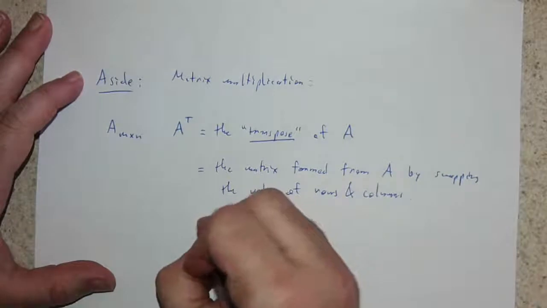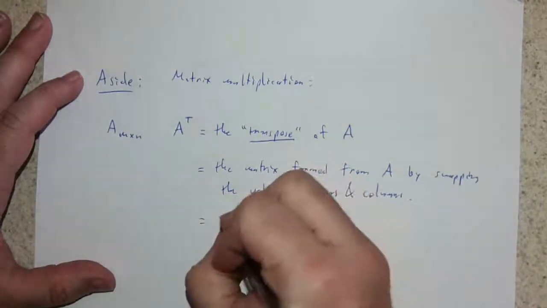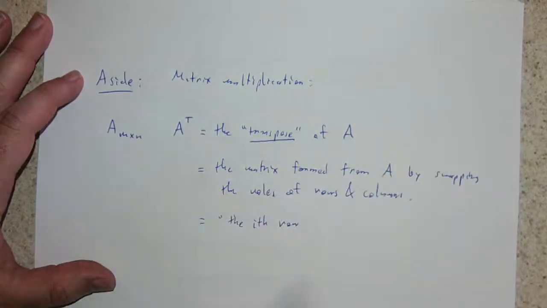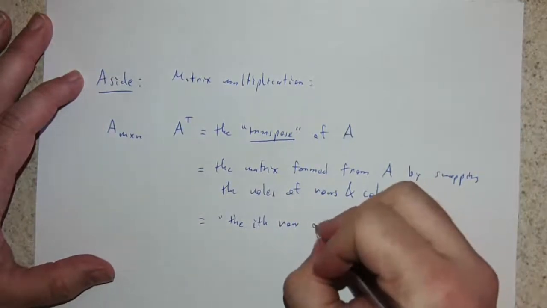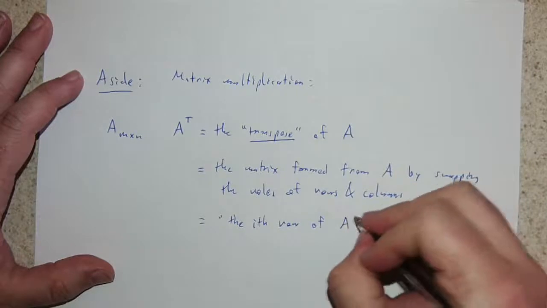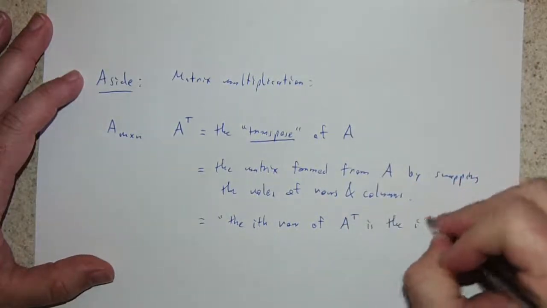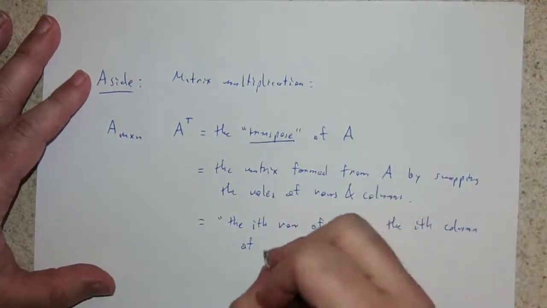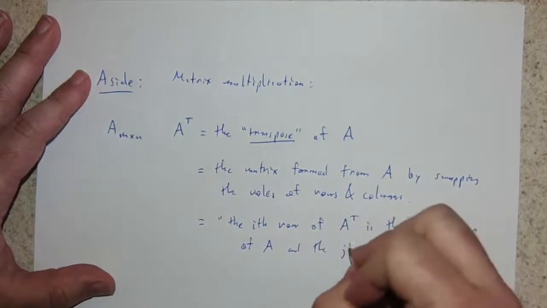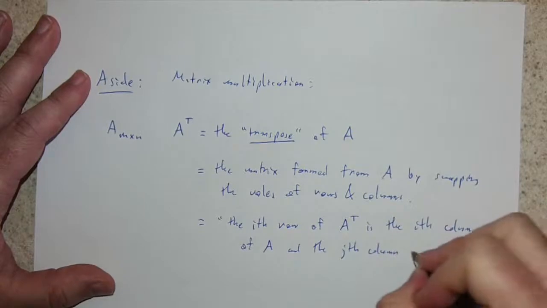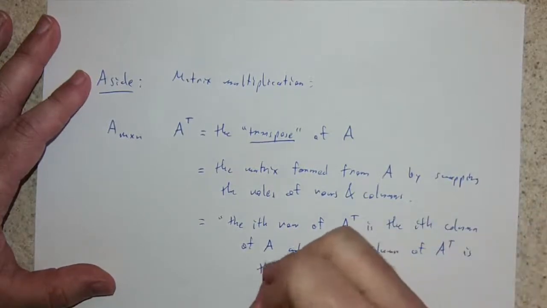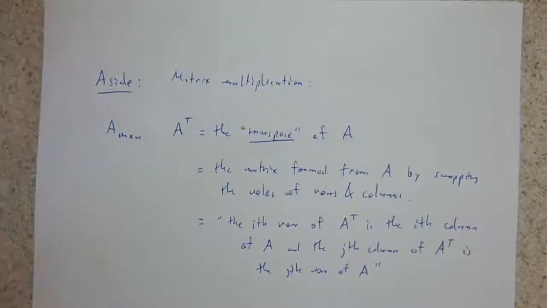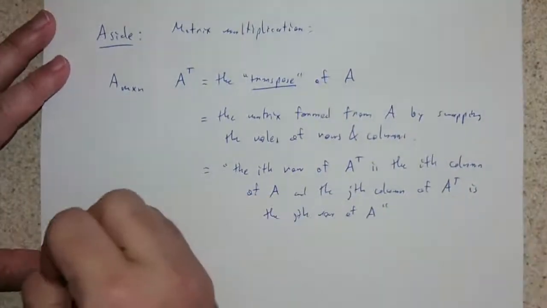What does that mean? This means the ith row of A transpose is the ith column of A, and the jth column of A transpose is the jth row of A. Okay, so let's do an example real quick.